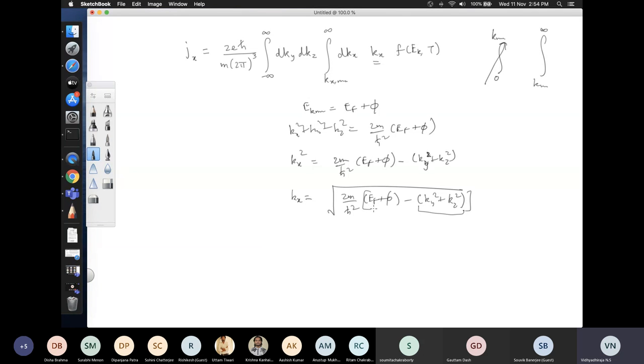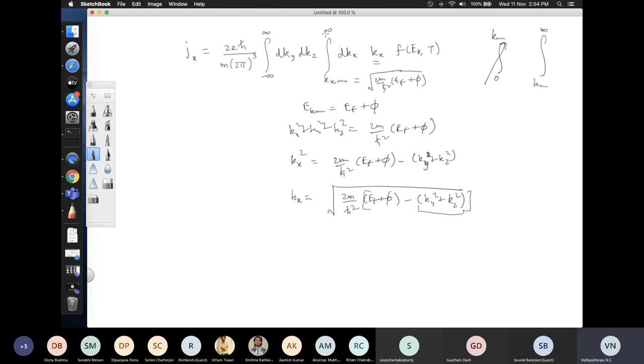That is for sure. But what your point is that the kx minimum being taken to be equal to square root of 2m by h cross squared (EF plus phi) is assuming that the ky and kz are not contributing to the energy at all. Correct? Yes, you're absolutely right. That's an assumption here.